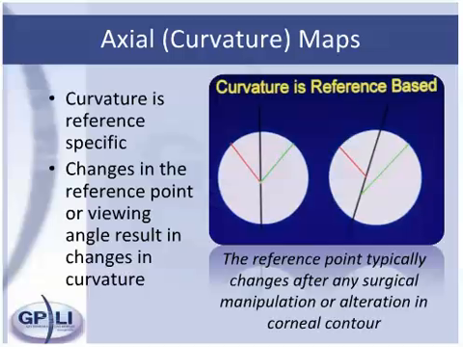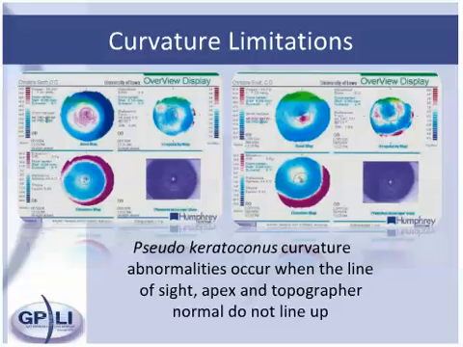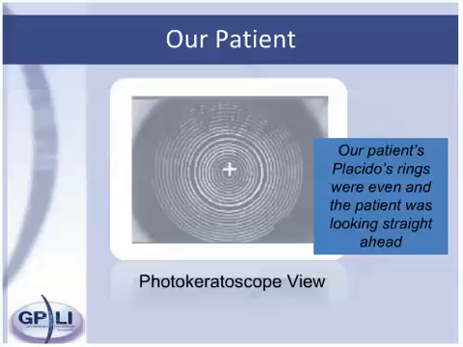The curvature changes are reference-specific. When the normal to the topographer, the visual axis, and the line of sight are all lined up, there will be one radius of curvature. However, if the patient looks off-axis, that radius of curvature will change. This is why, when the patients look off-axis, the axial map will show pseudo-keratoconus. In our patient, the Placido rings were even, and the patient was looking straight ahead.